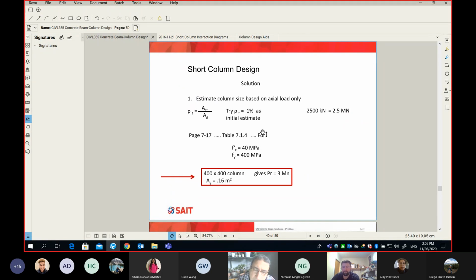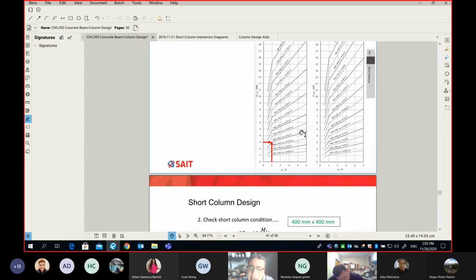And also, if you remember, the column should have anywhere between 1% to 8%. And practically, we don't do 8, we do 4 because of the splice and the overlap. So we always start from the minimum. Minimum percentage of reinforcement is 1% in a column. Once we know the reinforcement ratio and the axial force, we can use this design aid.